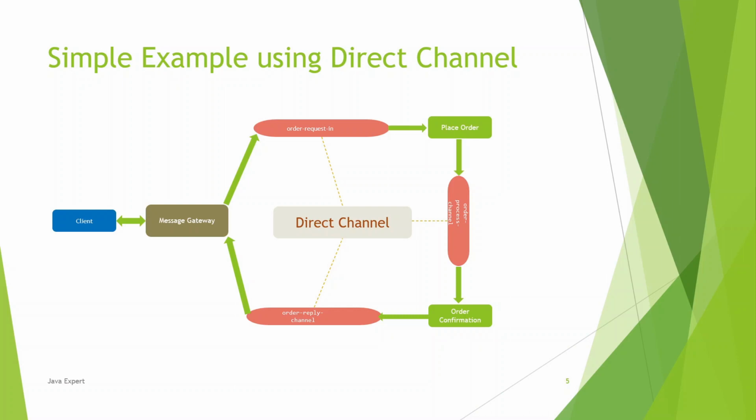Once that is done, that message will be placed in the order reply channel, and from there, the response will be sent back to the message gateway, and the response will be received by the client. So all these three channels, order request in, order process channel, and order reply channel, are direct channels. We are not going to mention the direct channel explicitly, which means Spring Integration will internally use the direct channel only. So this is what we are going to demonstrate in the practical session.